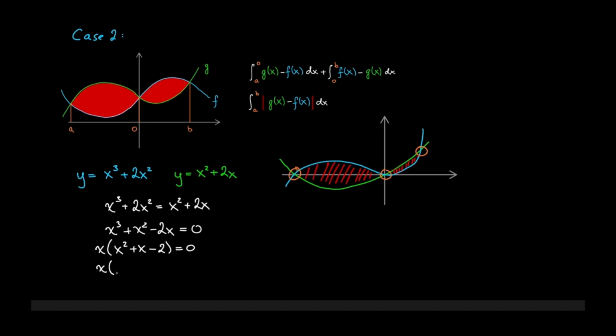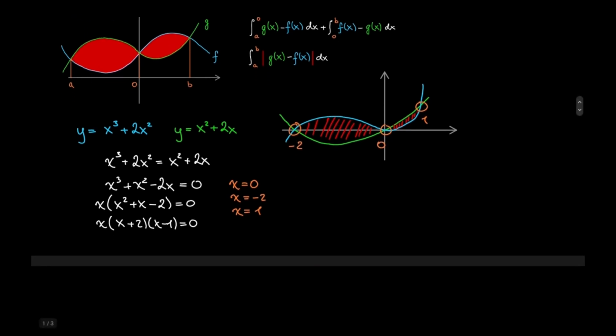And then once again, I can do factorization with the quadratic function. And here I would get x plus 2, x minus 1 equals 0. So that means the 3 x values here would be x equals 0, x equals negative 2, and x equals positive 1. So on the graph here, we would have negative 2, 0, and positive 1.